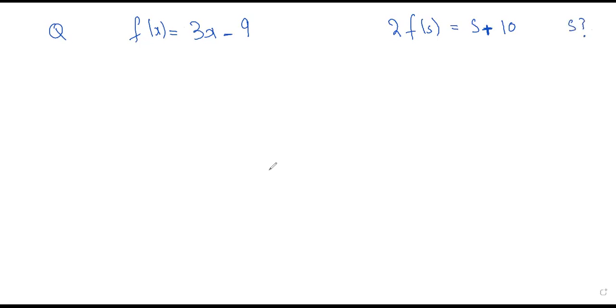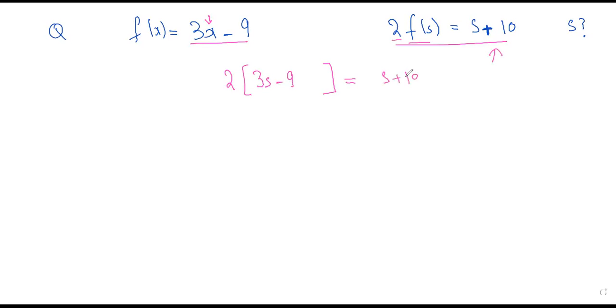Okay, let's do it together. So this time, this is the condition. We have 2 that is being multiplied with f of s. Okay, so I will write it down this way: 2. And what is f of s? F of s is the exact same thing, but the only difference would be that instead of x, I will have s. 3s minus 9, and this thing equals this part, that is s plus 10.